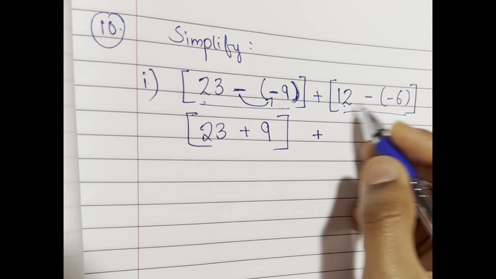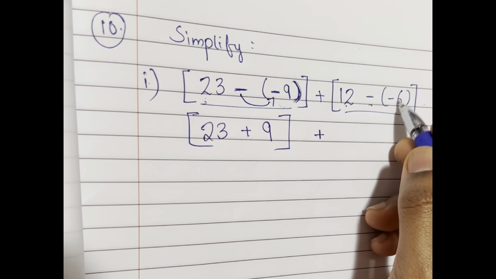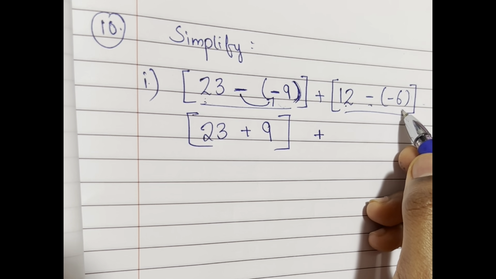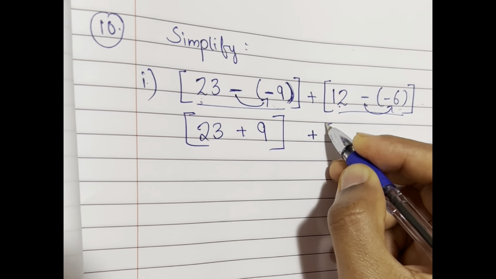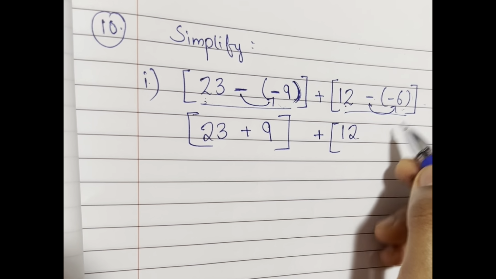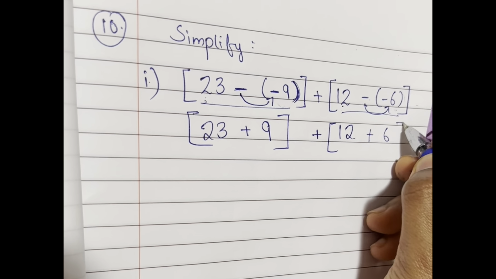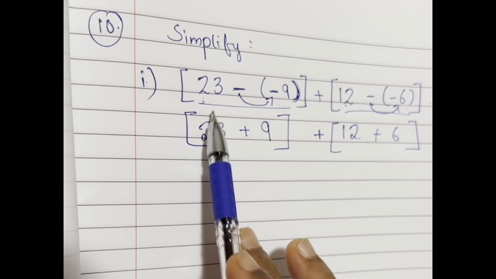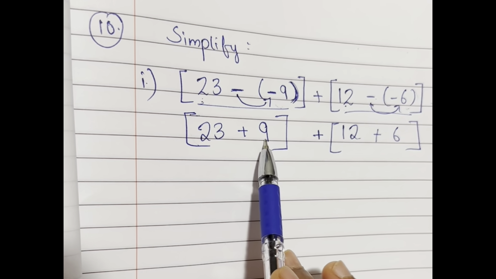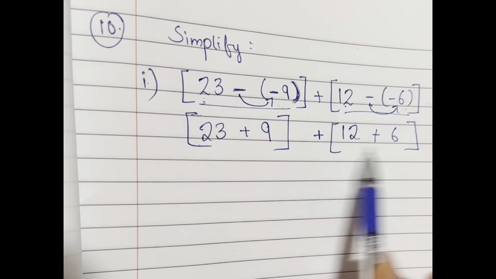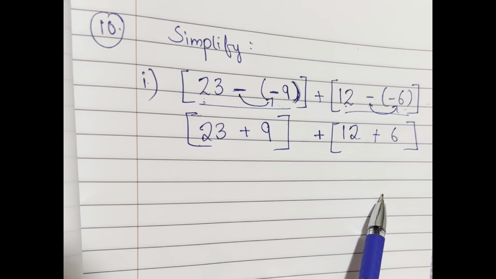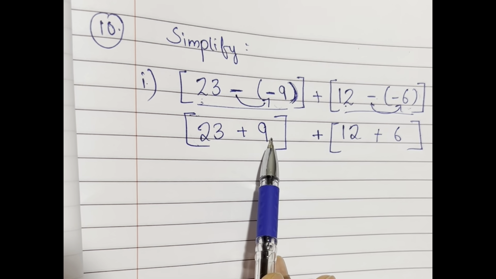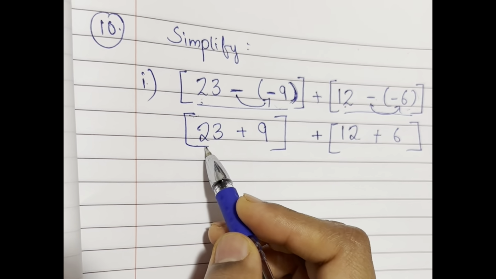How? 12 minus of minus 6. Inside the small bracket there is only one term, minus 6. So you take this minus inside the smaller bracket, and it will be 12 minus minus, which will be plus 6. Close the bigger bracket. Now you see, inside the bigger bracket it's 23 plus 9, and inside this bigger bracket it is 12 plus 6. So solve this 23 plus 9 separately, then this term separately. What is inside the bigger bracket here?